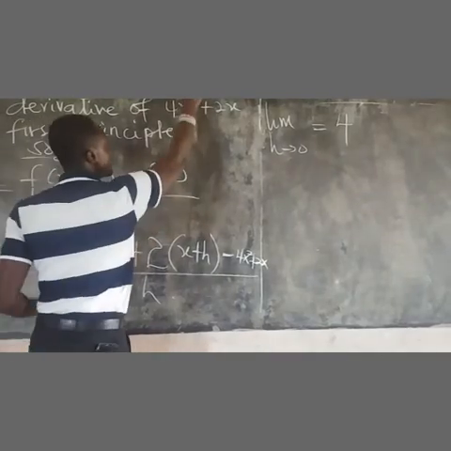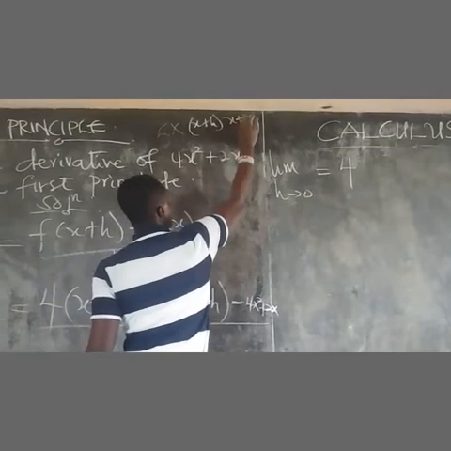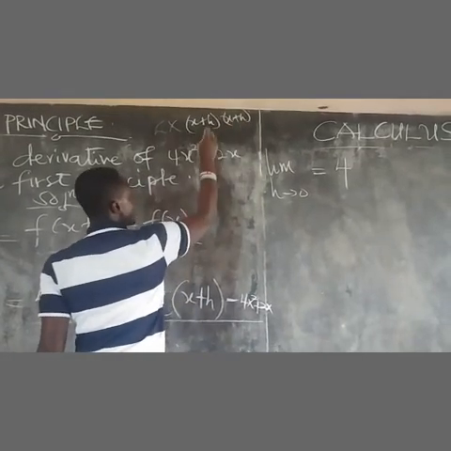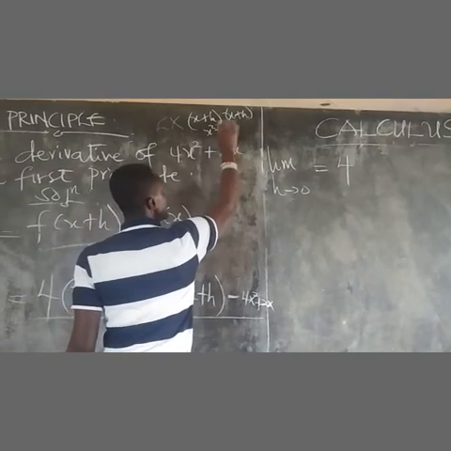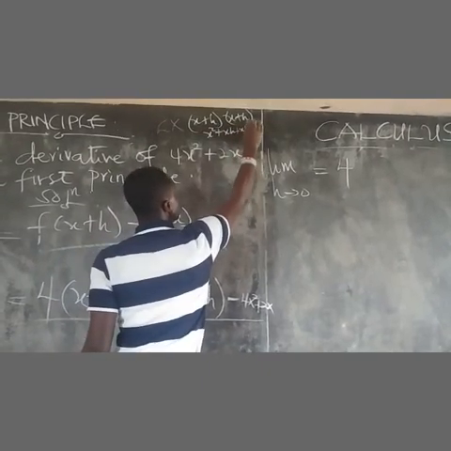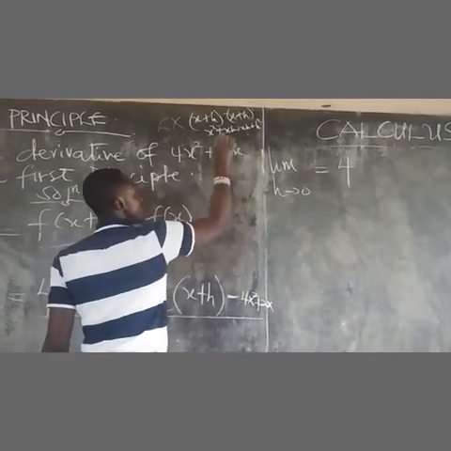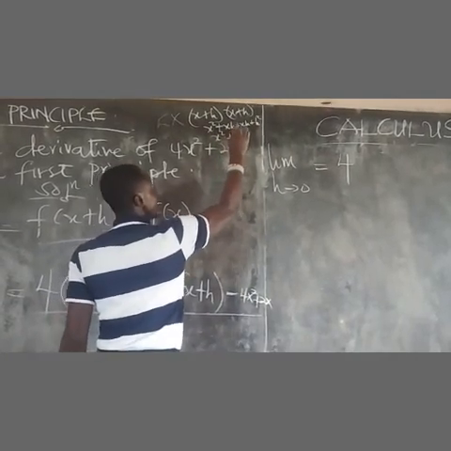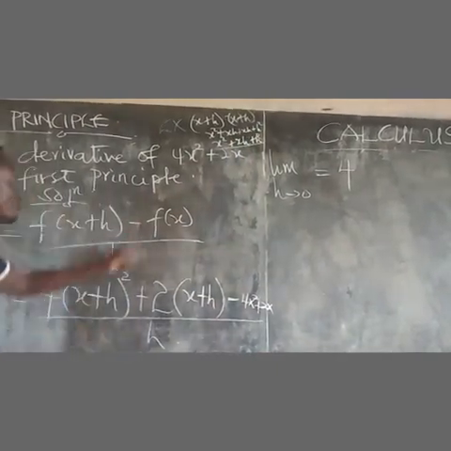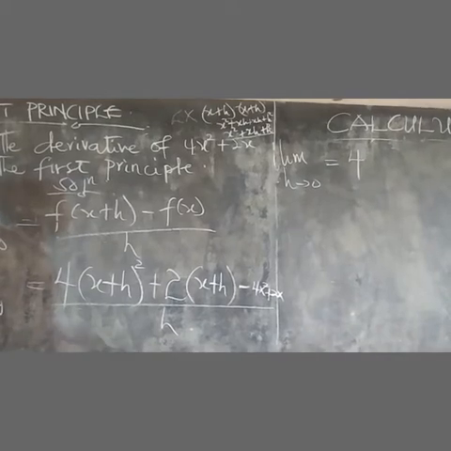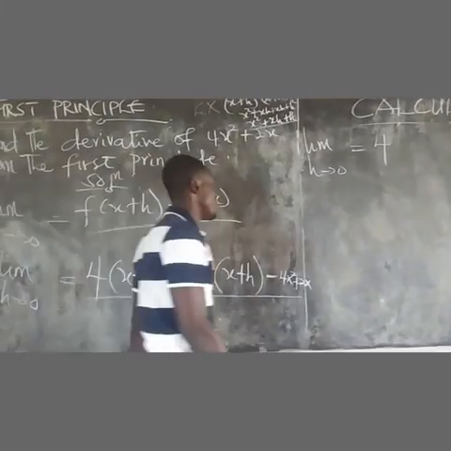So x plus h, x plus h. So x times x will give you x squared. x times h will give you xh. h times x will give you xh. Plus h times h will give you h squared. So you can see that we have 2 of xh here. So x squared plus 2xh plus h squared. So now we are going to substitute x squared plus 2xh plus h squared into the equation.